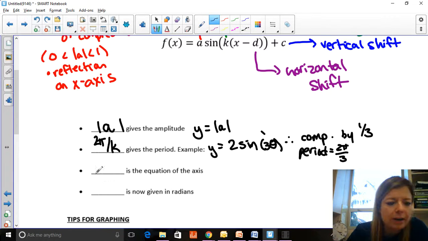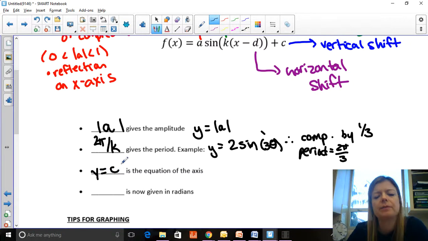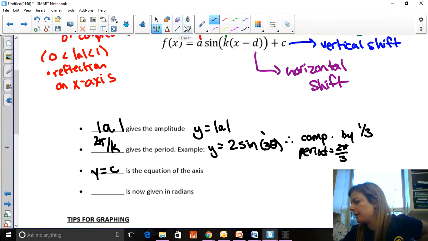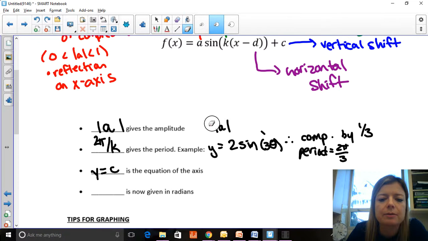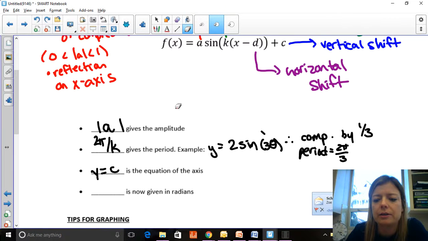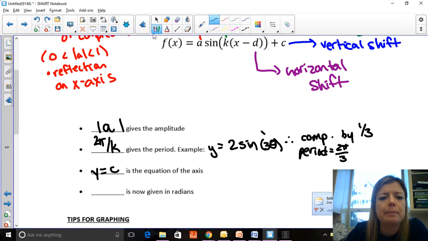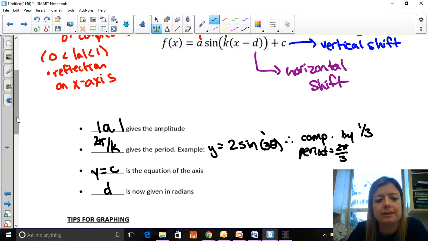Okay, y equals c is the equation of the axis because our normal, oh sorry guys, when I said y equals a before, I was thinking about c, so erase that, that's not included. The equation of the axis is normally 0, so however much this function has been lifted up or down, that's the new axis. And D will now be given in radians. So the shift left or right will be in radians, not degrees.